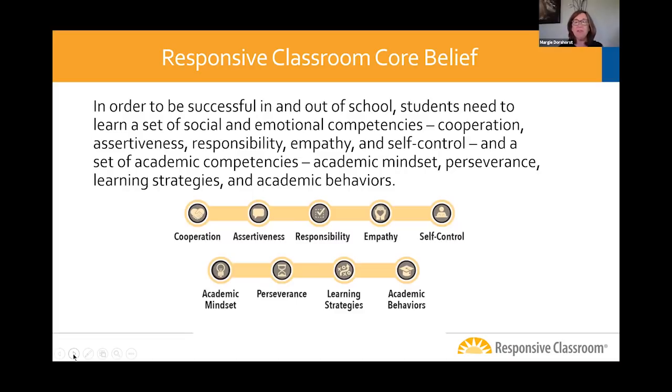So rather than waiting for students to fail with one of those competencies in the responsive classroom approach, we take the time to teach those competencies to every child every day. We do that through our responsive classroom morning meeting. We do it through our responsive classroom advisory meeting for middle school. And we do it in our conversations that we work with students.